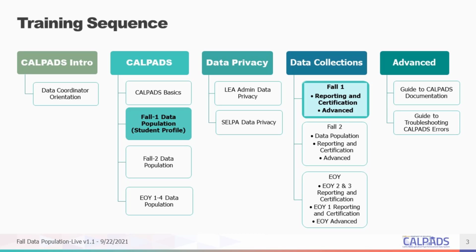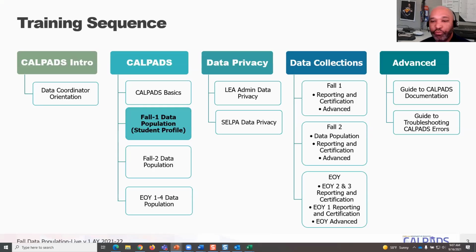And so this has gone unchanged, right? We always like to go over the training sequence. So if you're new, Fall 1 data population is right after your basic introduction to CALPADS. The student profile will impact CALPADS throughout the year. And so this is your opportunity to build out the student's profile.